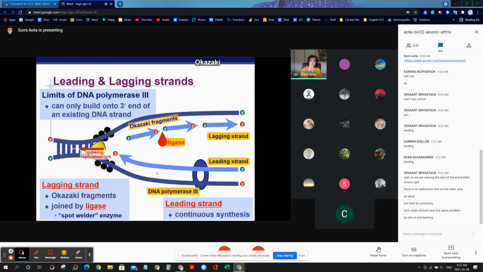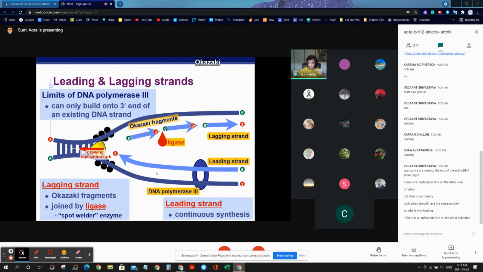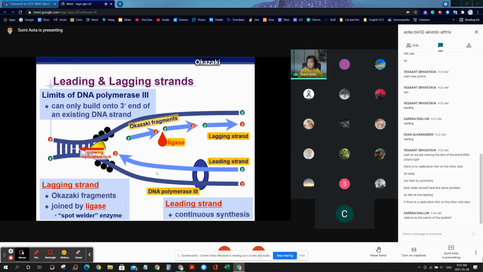Because from the point of origin, if this is lagging on this side, it's leading on this side. And if this is leading on this side, it's lagging on this side. The problem occurs both ways, because it's unzipping this way. Leading on this side means lagging on this side. Lagging on this side means leading on this side. We'll get there. Relative to the center of the bubble, yes.